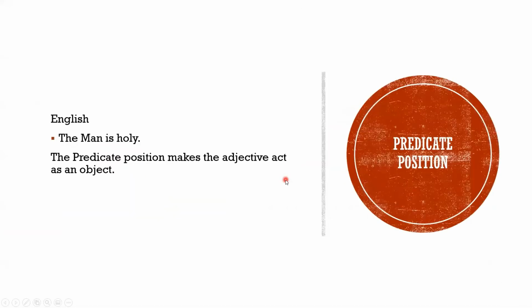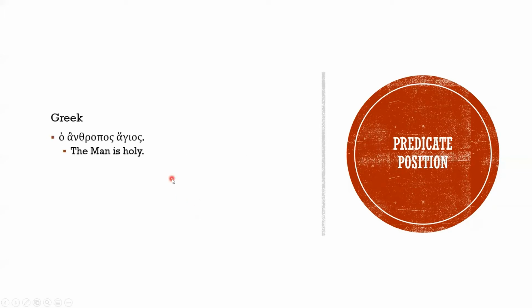For predicate position, the predicate position makes the adjective act as the object of a sentence, which you have in this example, which is the man is holy. Now, how does this look in Greek? In Greek, what's interesting is that it looks like a holy man, but instead of hagios being in between the definite article and the noun, we have the adjective after the noun, in which in this sentence described the man is holy.